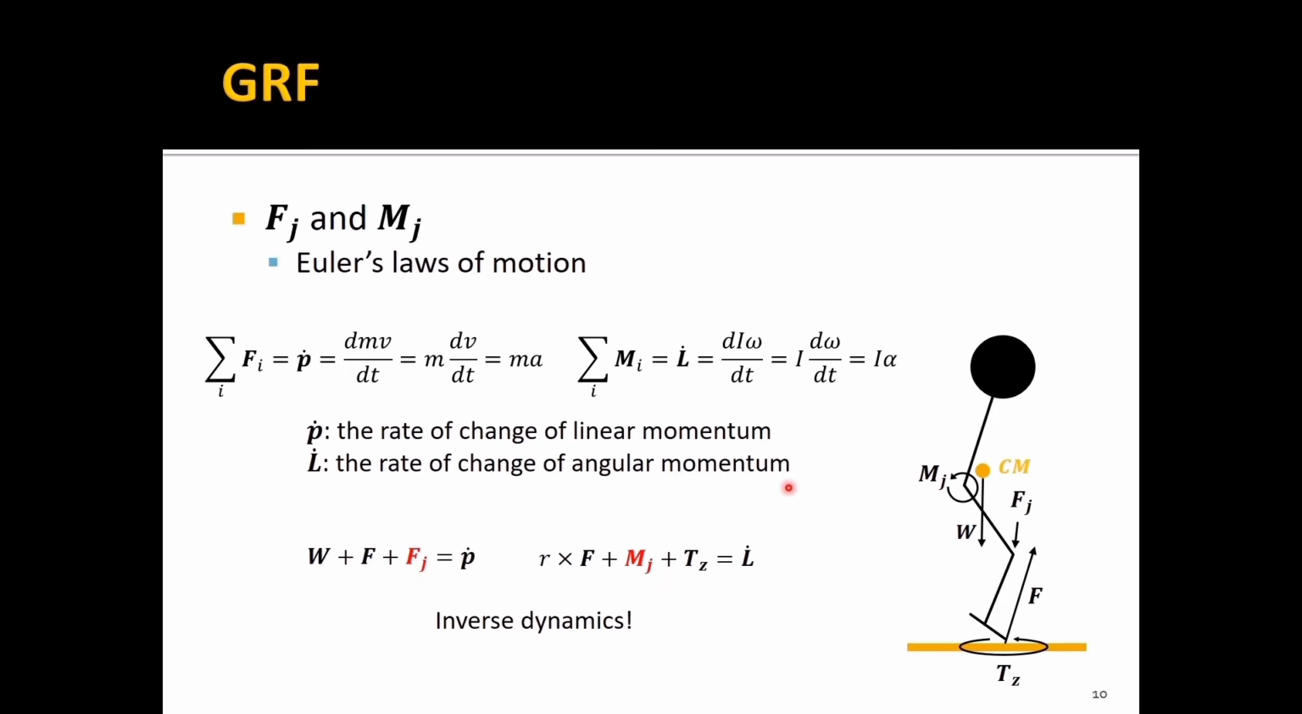And then you can solve this one for Fj, and you can solve this for Mj. All these black components are known values. And then again here, this one can be solved for Mj because all black components are known values. This process is called inverse dynamics.